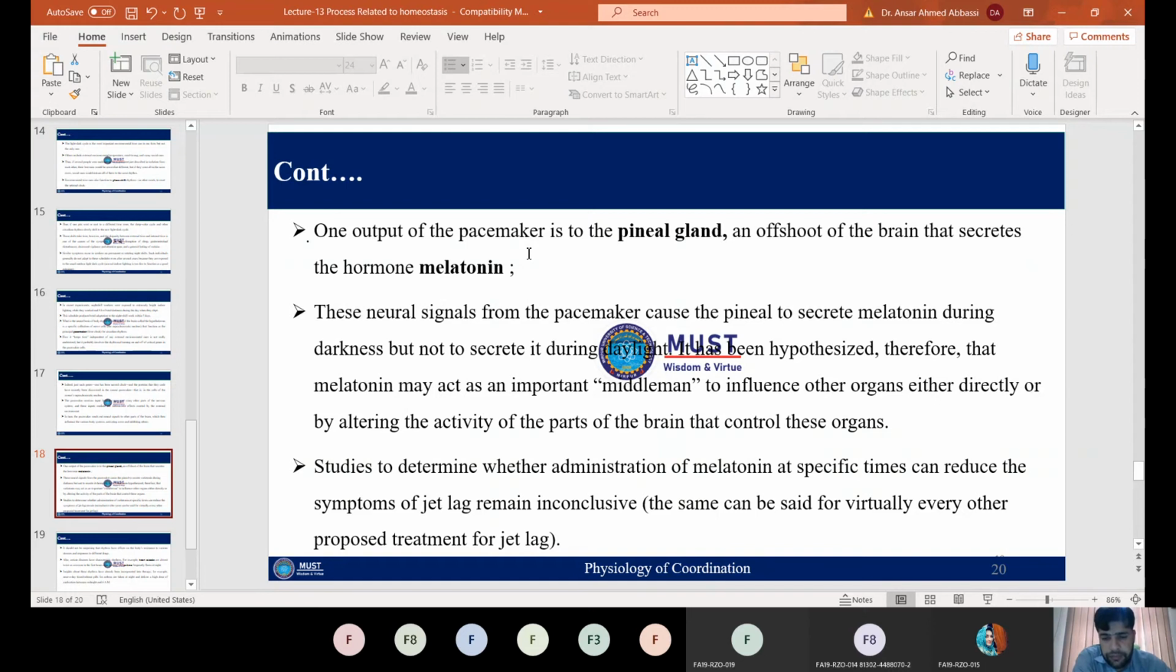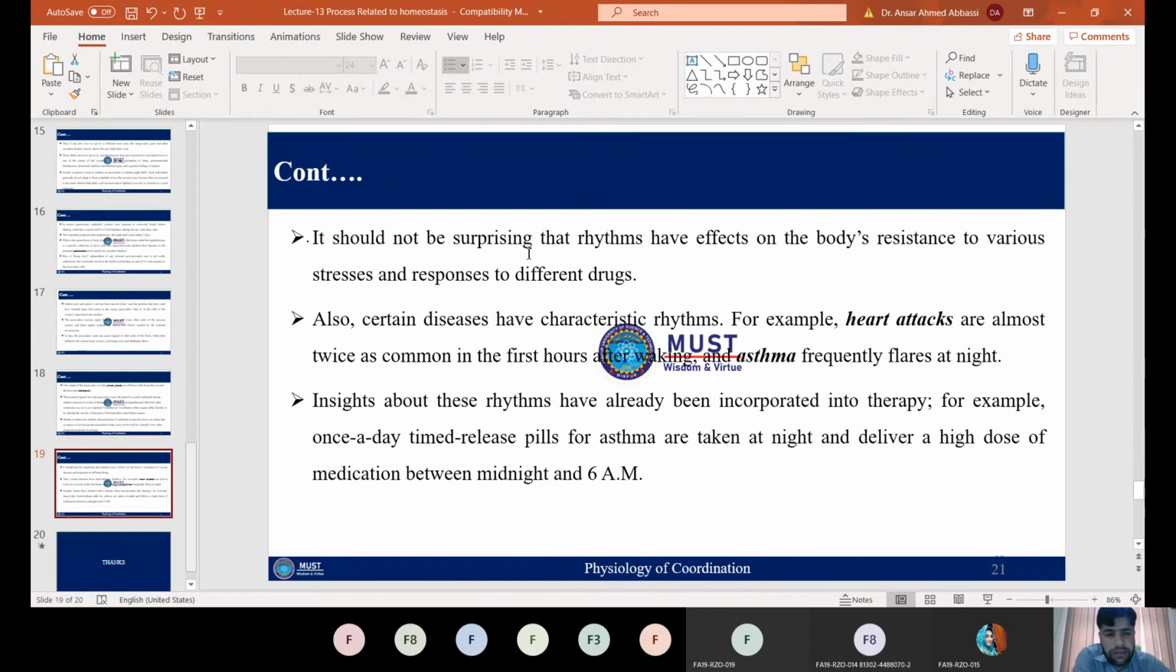So if you look at the administration of melatonin at a specific time, whether it can reduce the symptoms of jet lag, still it is inconclusive, or it is not properly understood. But we can say that for any other treatment for jet lag as well, whether melatonin or any other specific type of treatment is helpful in reducing the symptoms of jet lag is yet to be understood.